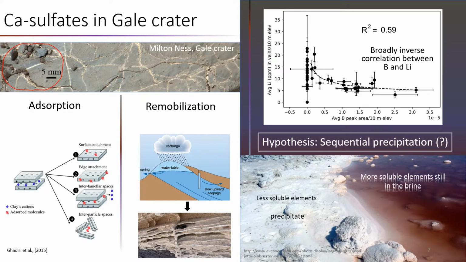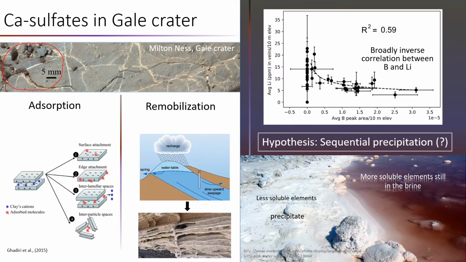So we measured the relative concentrations of boron and lithium of calcium sulfate veins in Gale crater, and noticed that boron and lithium are broadly inversely correlated to each other. This plot is shown on the top right corner of the slide. The x-axis shows the relative boron concentration indicated by the peak area measured by the ChemCam instrument of the rover, and the y-axis shows the lithium concentration measured in the veins. We can see that for lower values of boron, lithium concentrations are somewhat high, although this correlation isn't exact because there are points that don't quite fall on the trend line.